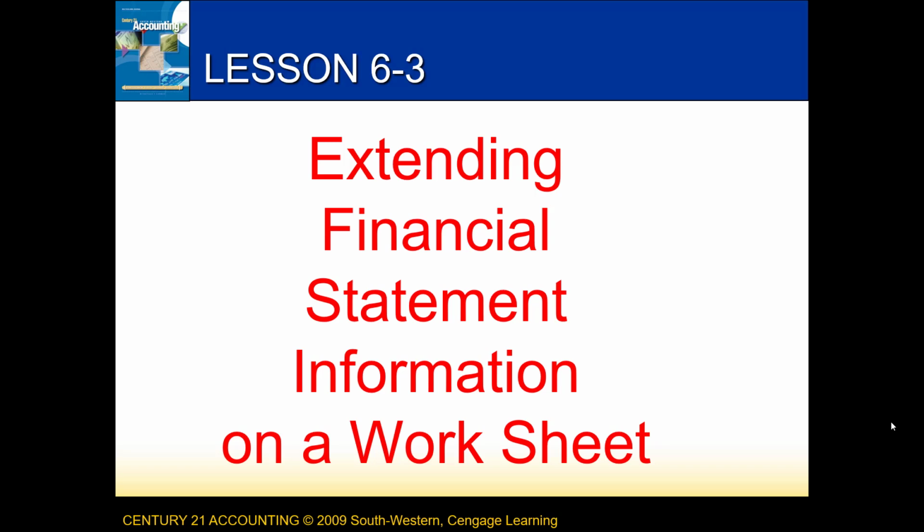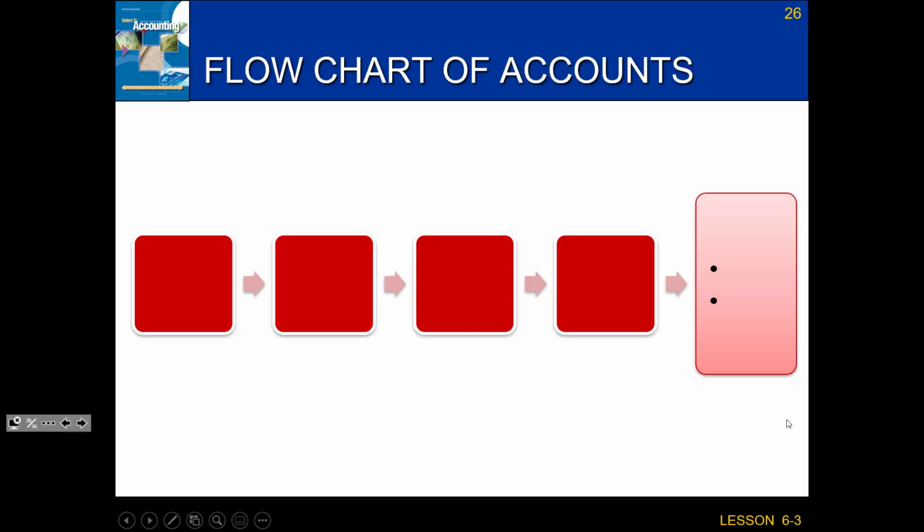So lesson 6.3 brings us to the last part of our worksheet, and that's when we're going to take our financial statement information and extend it from our trial balance and our adjustment columns into the financial statement columns. When we look at the flow chart of accounting, this is kind of our last piece of this flow chart.